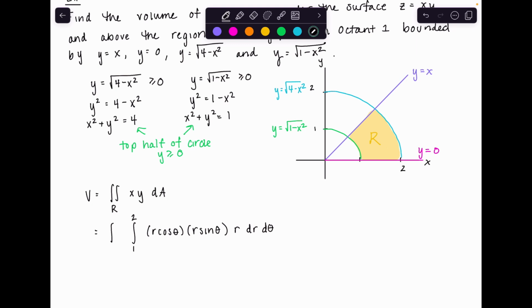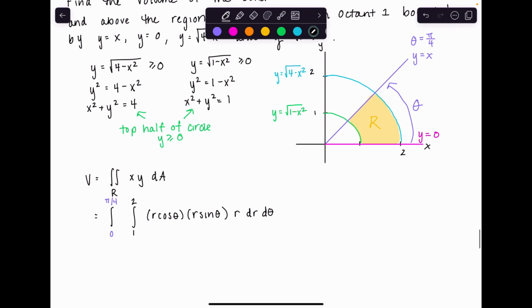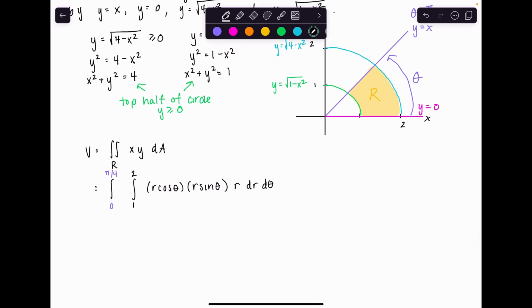And then moving on to theta, theta is starting at 0 and it's going to end at this ray y equals x, which because it bisects it in half, gives us theta equals pi over 4. So my bounds on theta go from 0 to pi over 4. Okay. So we can go ahead and now integrate this.